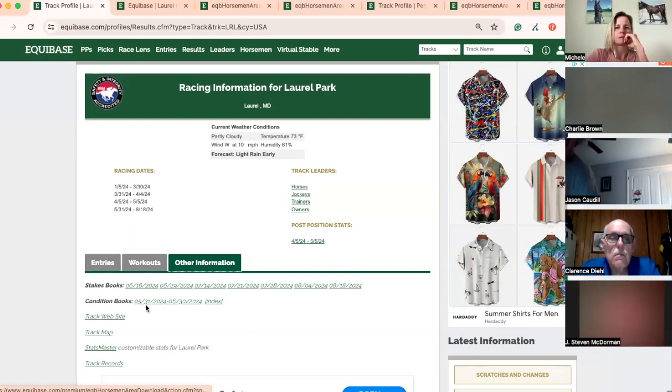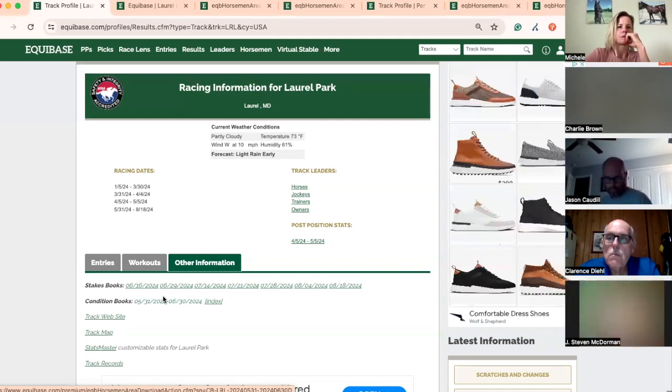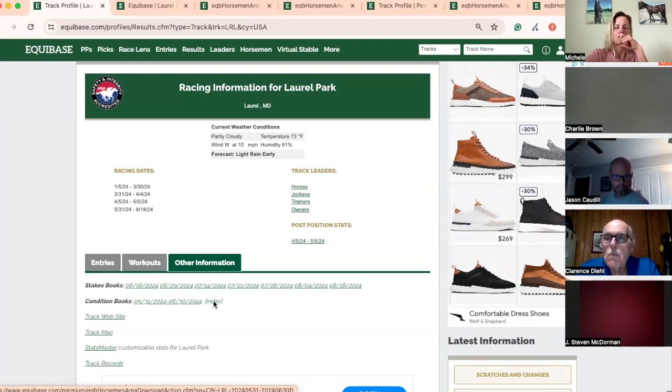There are 2 things to look for. You'll see the dates, 5/31 to 6/30. So they published a condition book for a month of racing, and there are 2 parts to it. And then there's this word index. Why in the world they couldn't put that all together into one file, I have no idea. But they actually have it as 2 separate files.